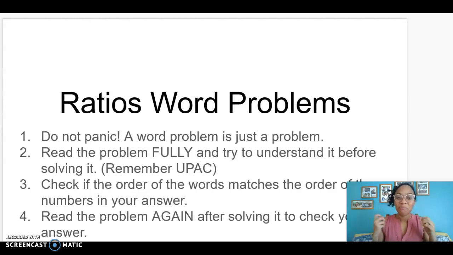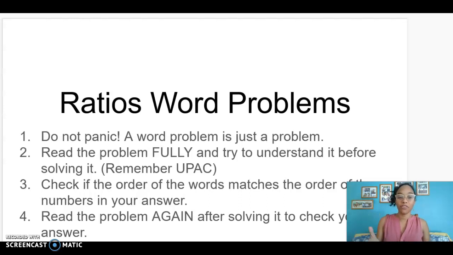In this video, we're back on ratios, but this time we're going to see how ratios can apply to the real world by looking at word problems that use ratios. First, breathe. Do not panic. A word problem is just a problem that applies to real life. We are going to use the UPAC method to remember all of the key steps in solving a word problem, and we're going to apply that to ratios.